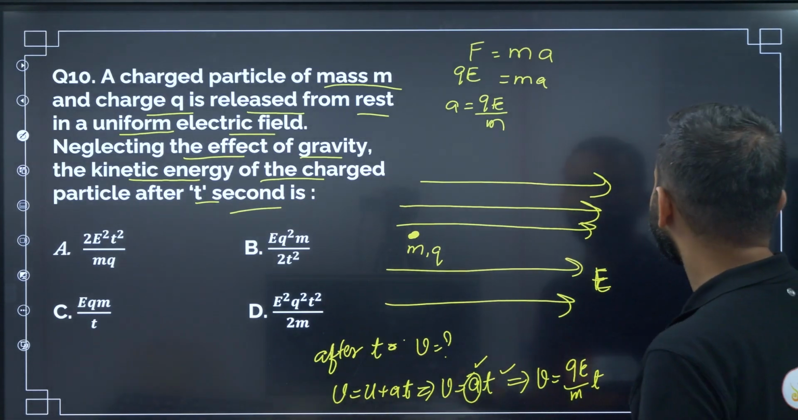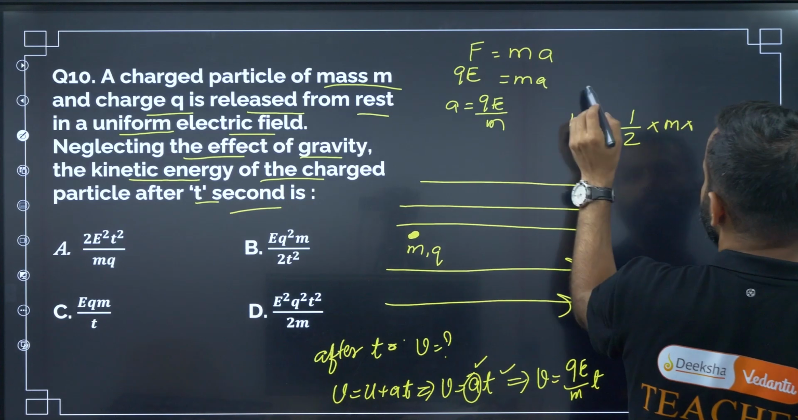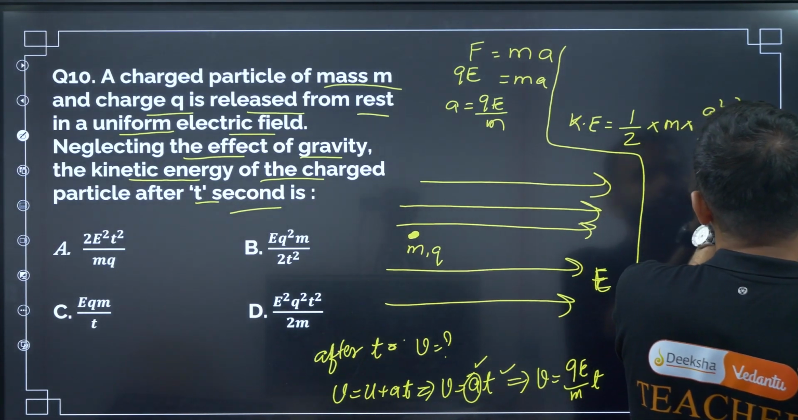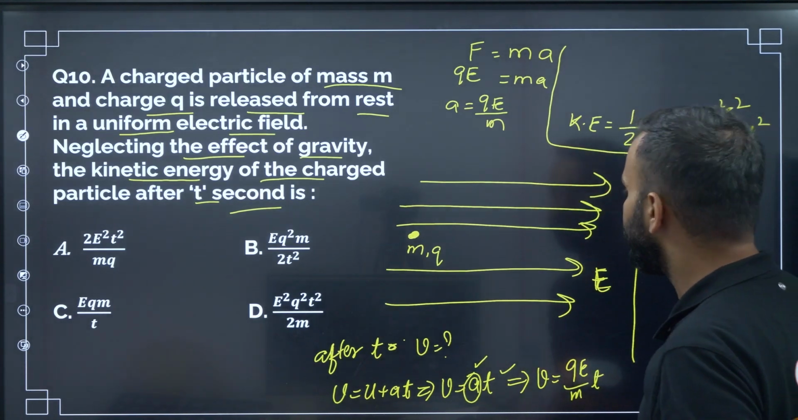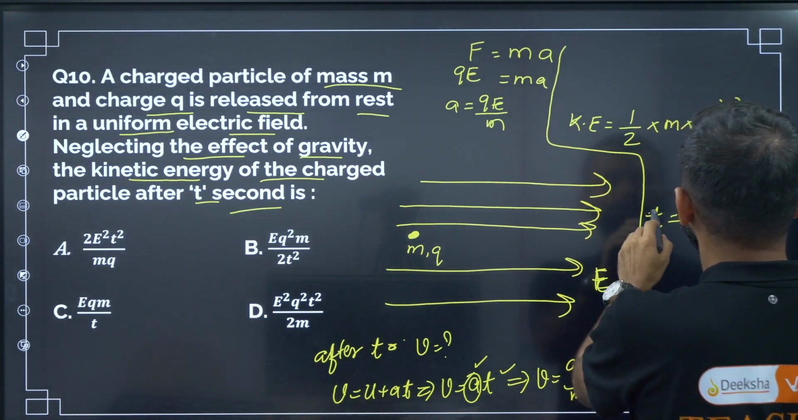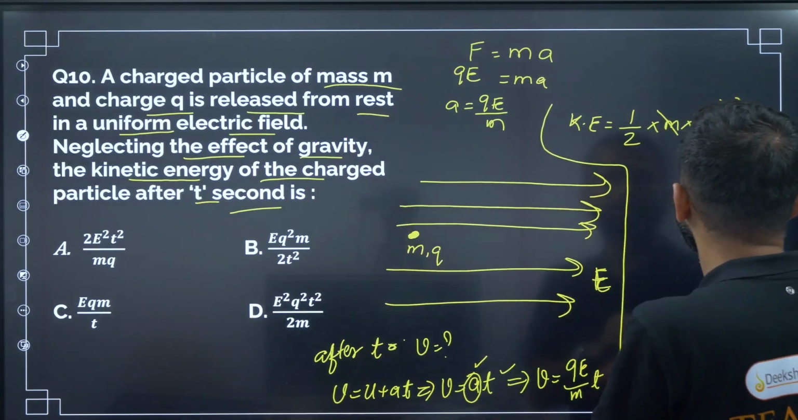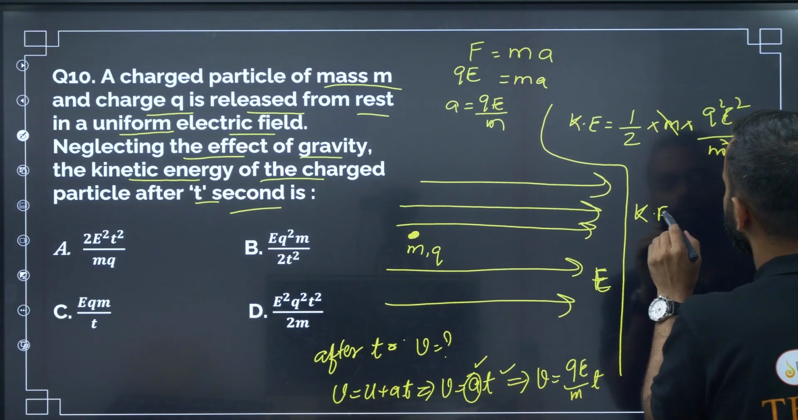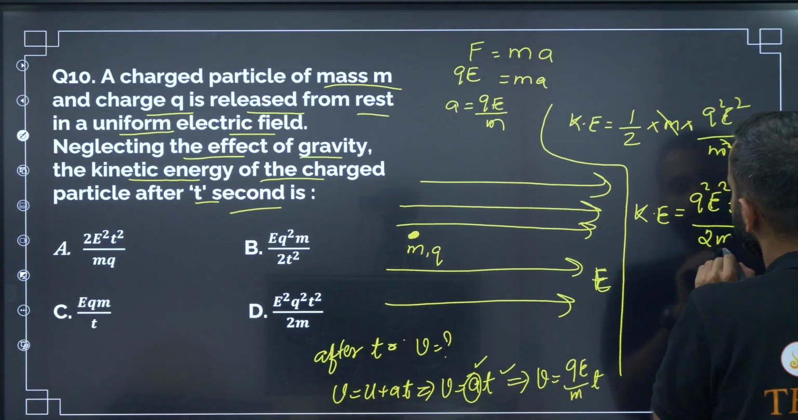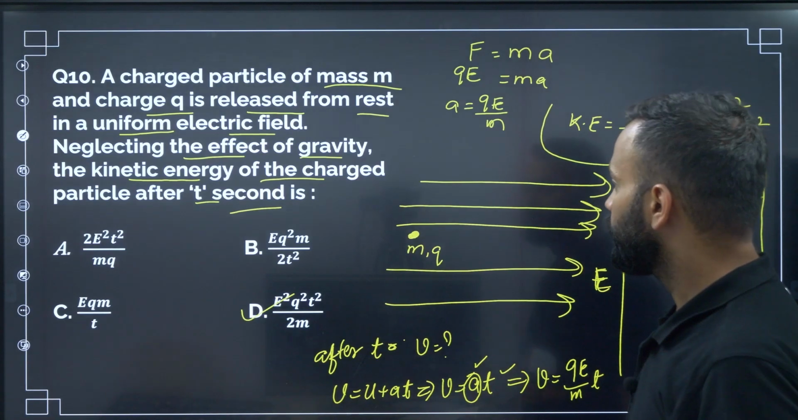Now find the kinetic energy. Kinetic energy is equal to half into m into v square, that is q square e square divided by m square into t square. Here we need to find kinetic energy only, so m will get cancelled. So the kinetic energy is equal to q square e square t square divided by 2m. That's it. After time t, the correct option is D. Okay, understood? Yeah. Next question.